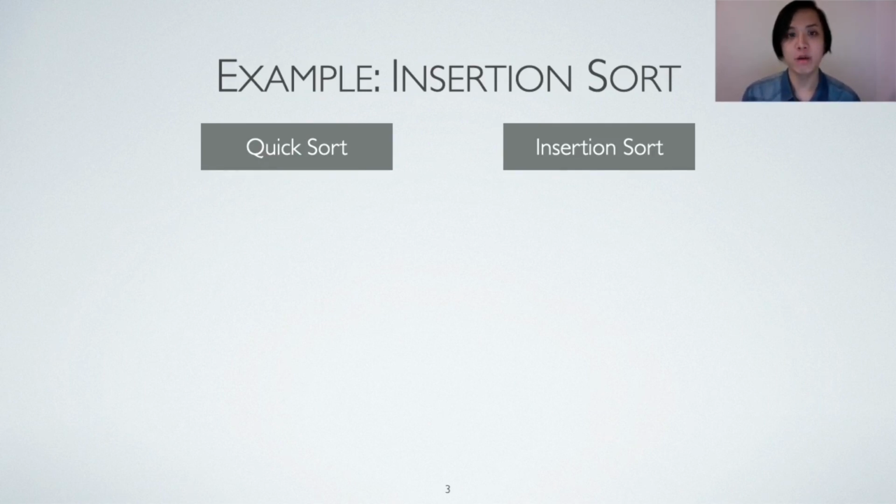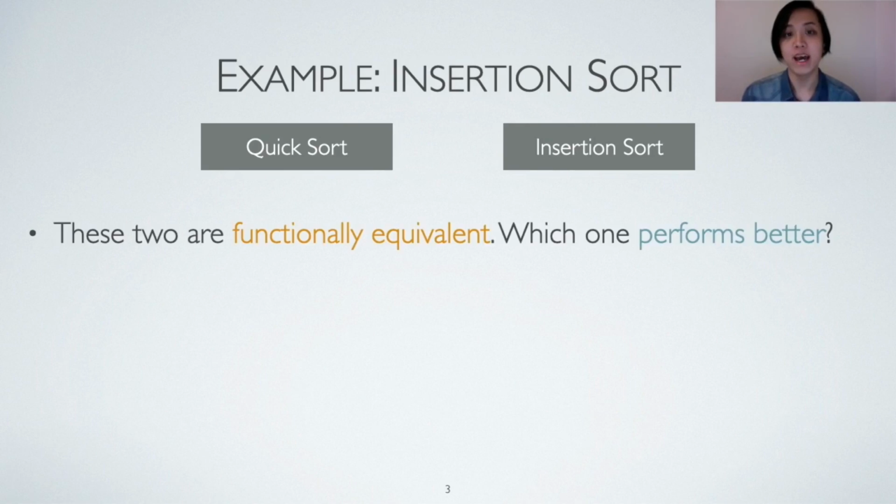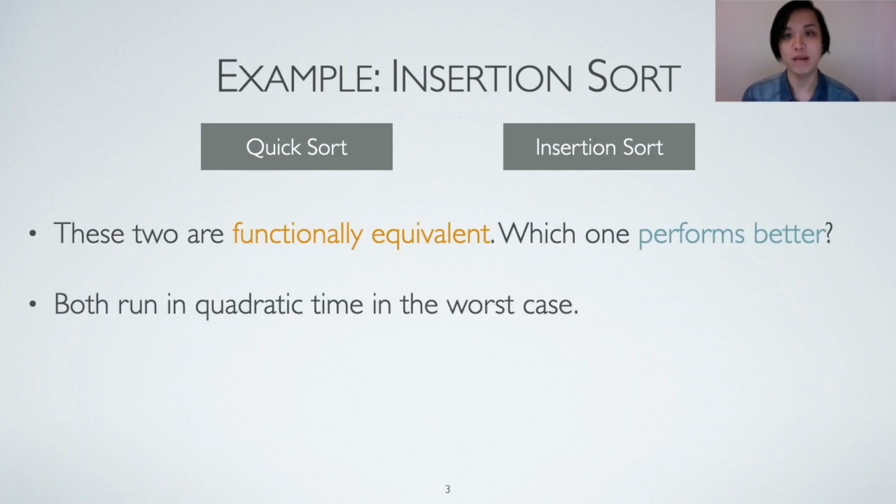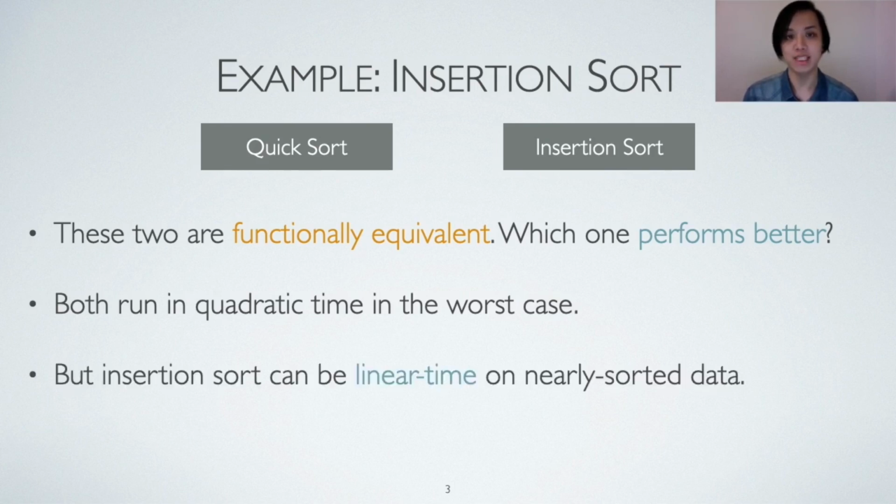Consider a situation where we want to compare the performance of quicksort and insertion sort. These algorithms are functionally equivalent, and both of them run in quadratic time in the worst case. However, if we already know the input is nearly sorted, which means that most of the elements are in the correct place, which algorithm will have a better performance? In fact, insertion sort can achieve linear time complexity on nearly sorted data.